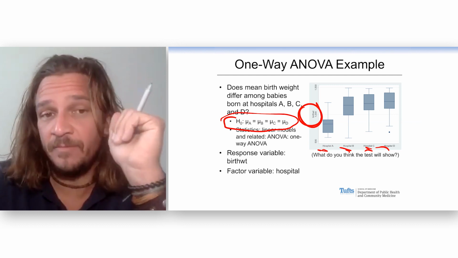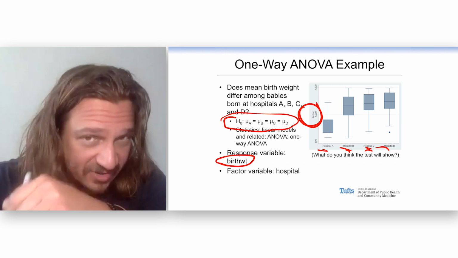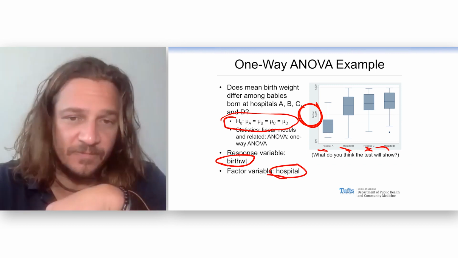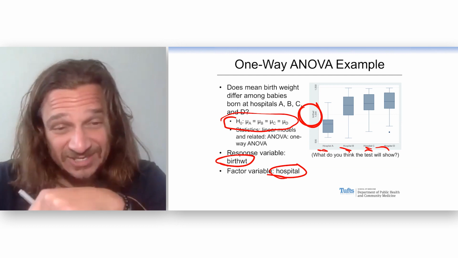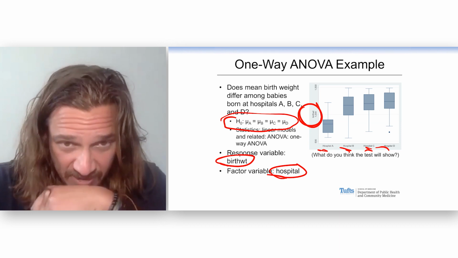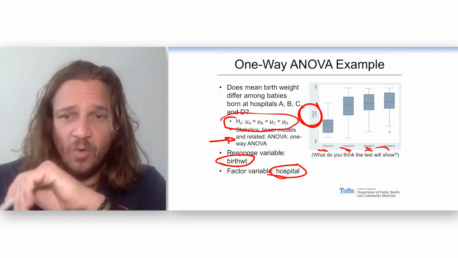So our outcome is going to be birth weight. The factor or the predictor, the X, the independent variable is which hospital they are, right? And we're going to say, does birth weight depend on what hospital you're in? That's why it's called the dependent variable. You can point and click your way in Stata through this one-way ANOVA.